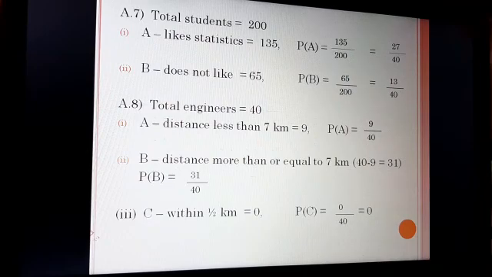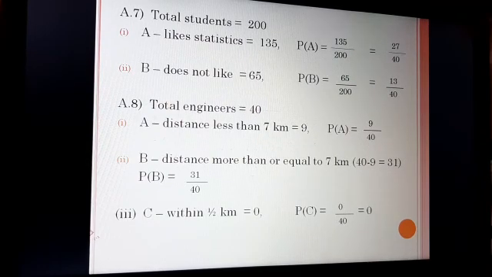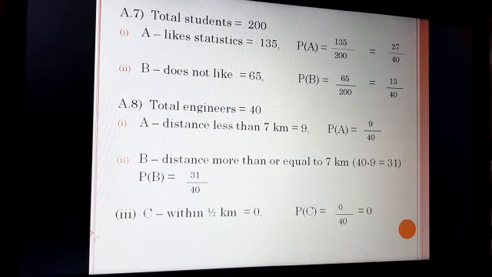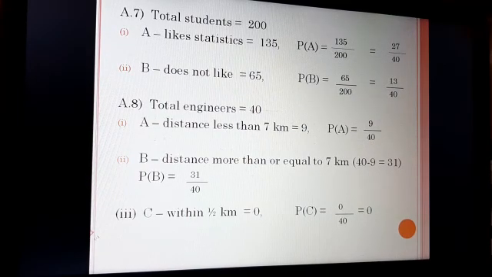In question number 8, total engineers were given. Again, these details have been taken from lesson 14 data, where raw data has been given of some numbers where engineers used to travel some distance to reach the place of work. So the first question was, find the probability that engineers are traveling less than 7 kilometers. There were 9 engineers like that who were traveling less than 7 kilometers. So the probability became 9 upon 40.